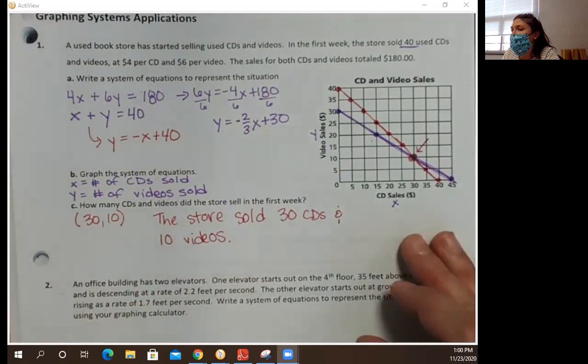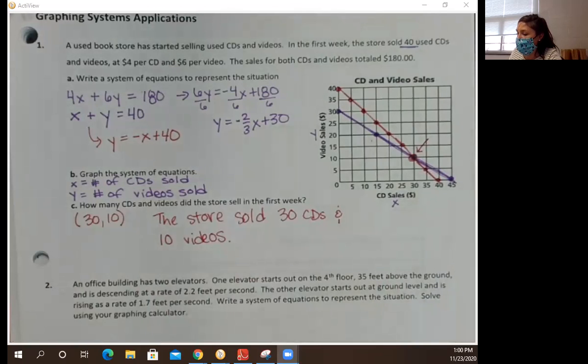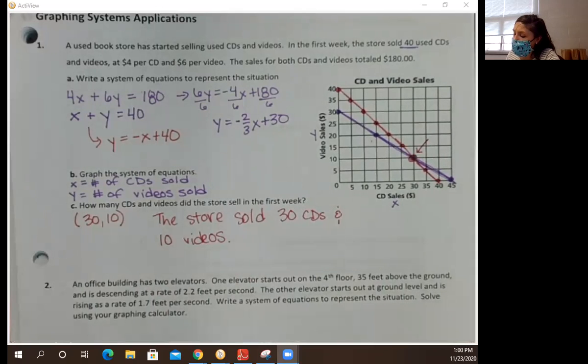Questions for me on example 1? Okay, let's take a look at example 2. Same idea for example 2. We're going to write our system of equations and then solve it with a graph.